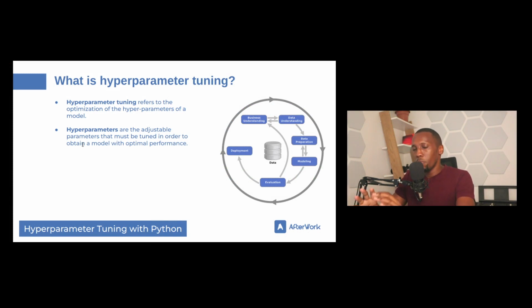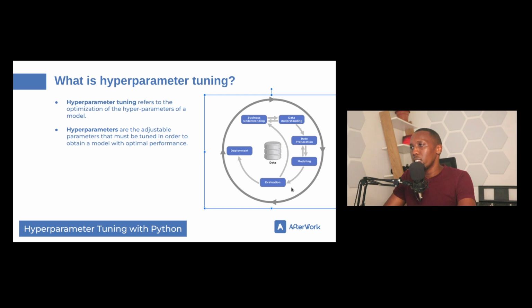So generally, by definition, hyperparameter tuning refers to optimization of hyperparameters of a model, and hyperparameters would be those adjustable parameters that you can tune in order to obtain a model with optimal performance. And that's what we're going to be doing today.